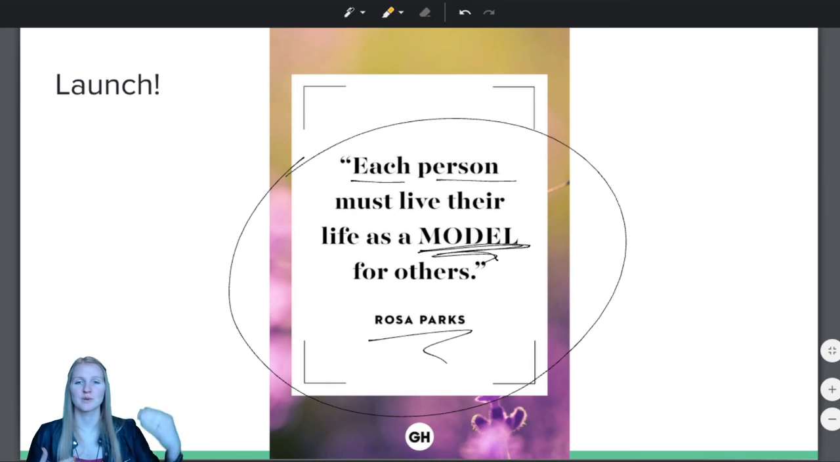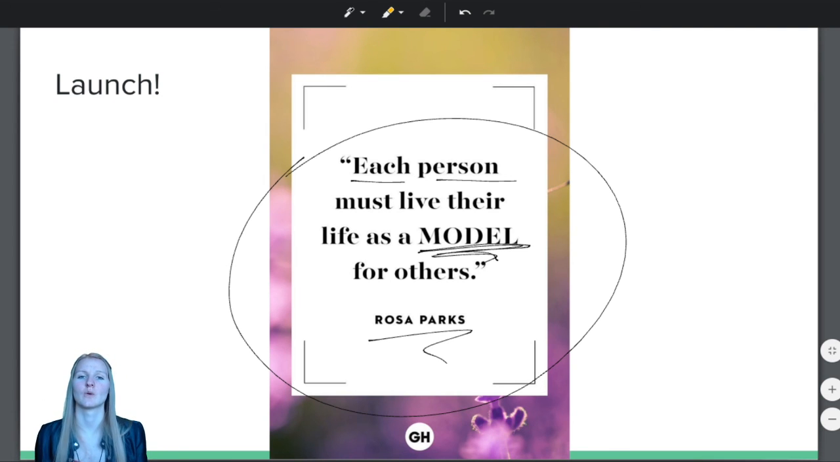So you want other people to look at you and go, wow, I want to be like that person. I want to be kind. I want to see the positives in life. I want to be happy. I want to help other people. You want to live your life so that other people see you and they go, wow, I want to be like him. Wow, I want to be like her. So, live your life as a model for others.